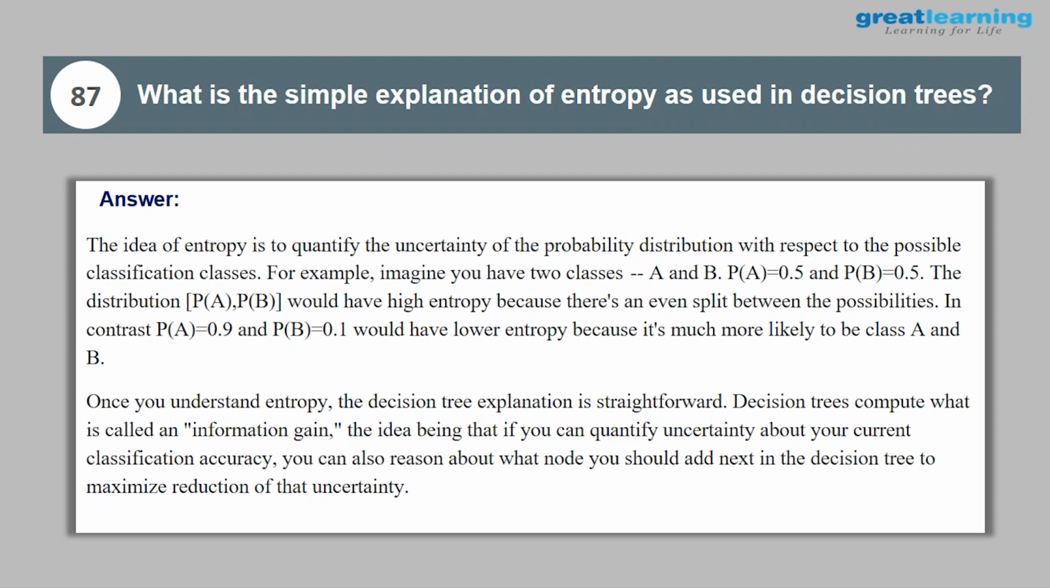Once you understand entropy, the decision tree explanation is straightforward. Decision trees compute what is called information gain. The idea being that you can quantify uncertainty about your current classification accuracy. You can also reason about what node you should add next in the decision tree to maximize reduction of the uncertainty.